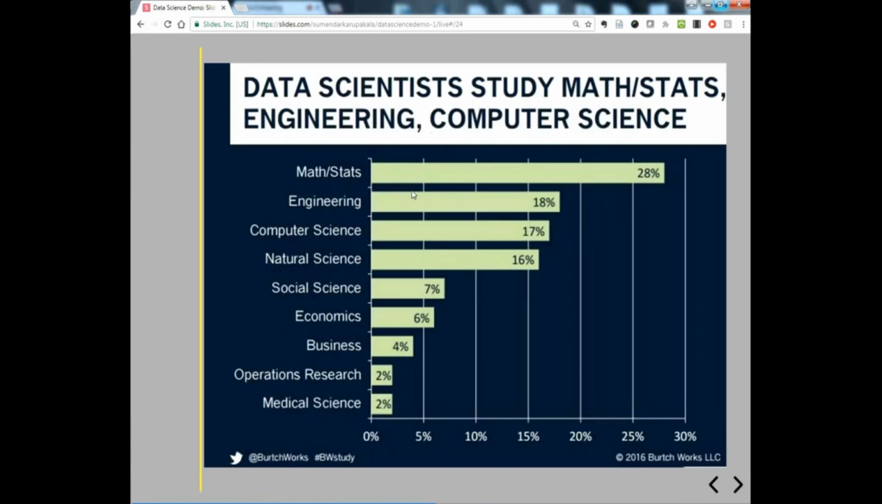And these are the same skills, and what are the percentage levels? Math and stats is the most important skill. Engineering and computer science are very small compared to this one.